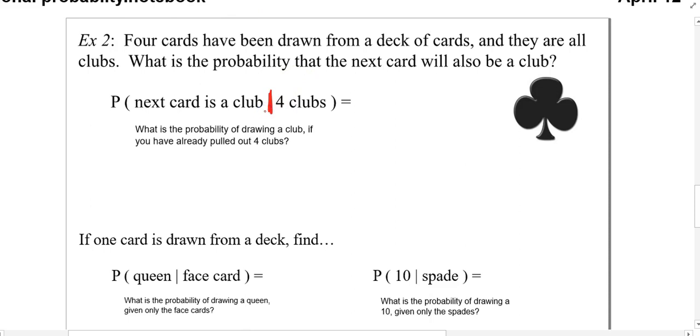So the first question is, how many cards are left? We've already drawn 4, so there's not 52 cards in the deck anymore. There's only 48 cards left in the deck because we've already drawn them. And now we want to know what's the probability that the card we draw is a club. Well, how many clubs are left? Remember, we started with 13, but we already drew out 4. Those 4 have already been drawn. That means there's 9 clubs left. So the probability then is 9 out of 48.